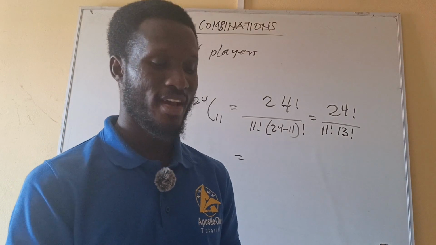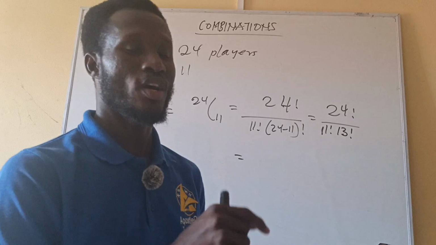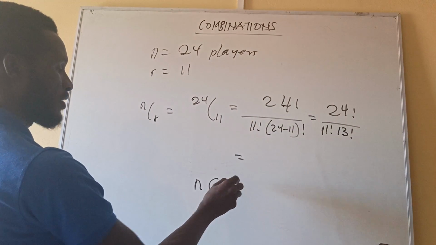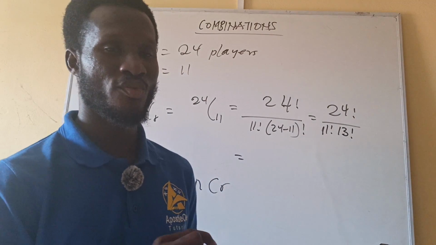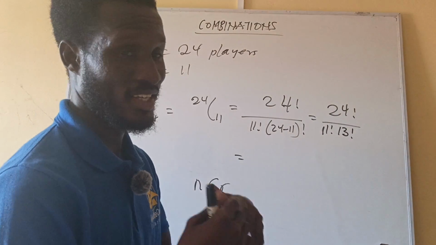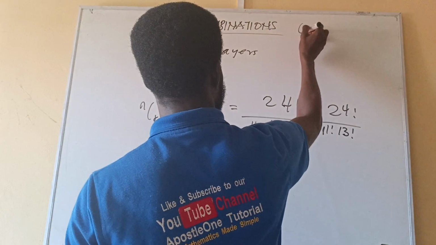Now if you can't find combination, check through your calculator. You will see something like nCr. And before you can get nCr, you need to press shift. If you still can't find it, you can contact me on WhatsApp, then I'm going to show you how to do it.